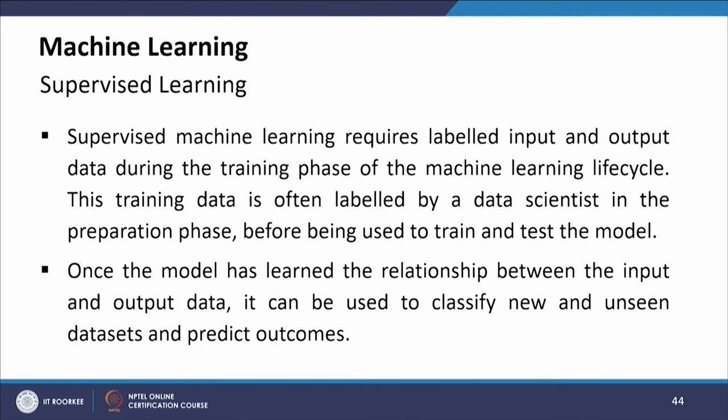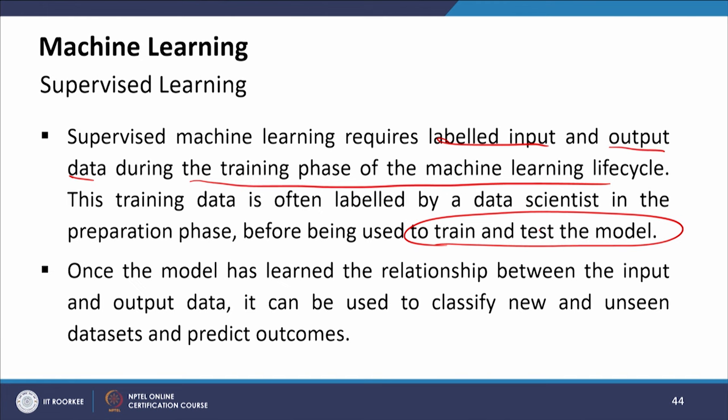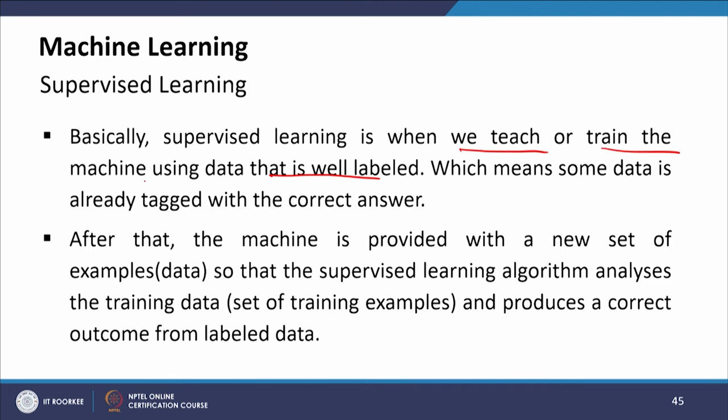Supervised machine learning requires labeled input and output data during the training phase of the machine learning lifecycle. This training data is often labeled by the data scientist in the preparation phase before being used to train and test the model. Once the model has learned the relationship between the input and the output data, it can be used to classify new and unseen data sets and then predict the outcomes. Basically, supervised learning is where we teach or train the machine using data that is well labeled. Some data is already tagged with the correct answer.